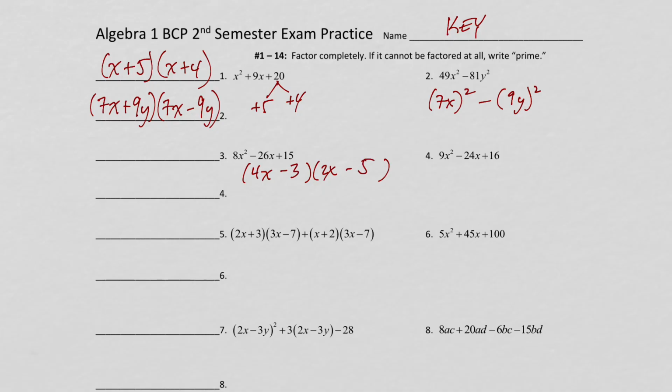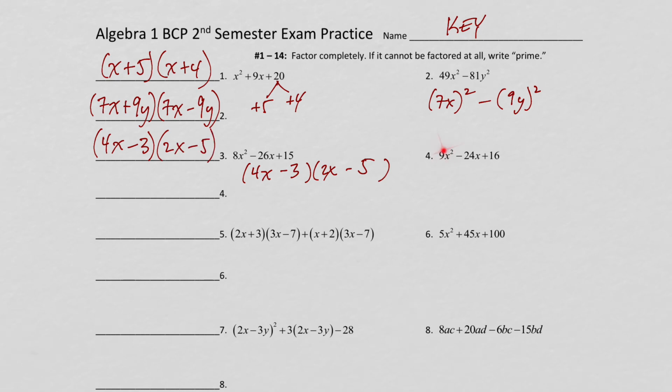what that does is on the outside it gives me negative 20. On the inside it gives me negative 6. Negative 20 plus negative 6 is negative 26. So that works. And you kind of have to do those by trial and error if you don't see it right away.